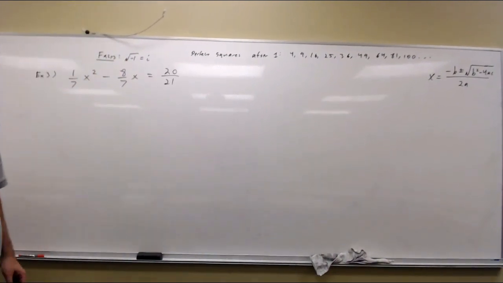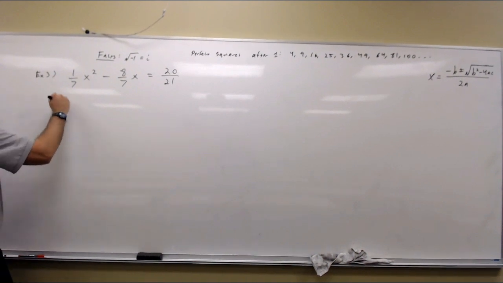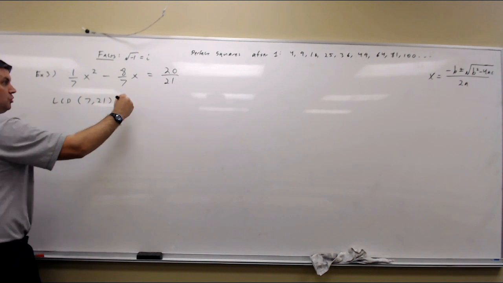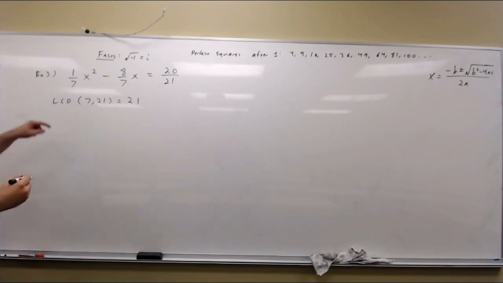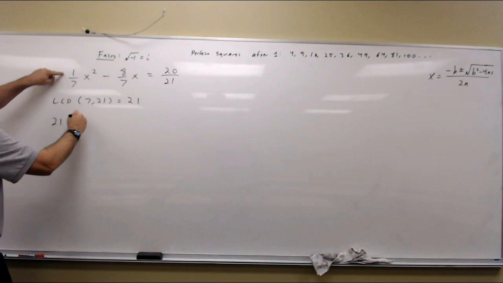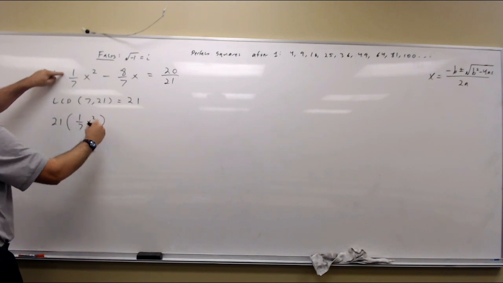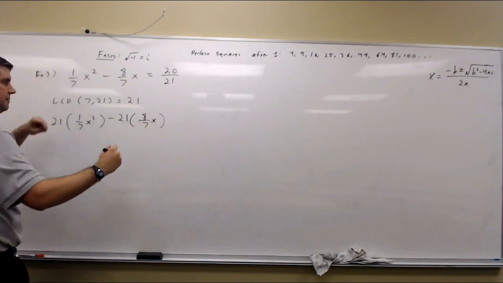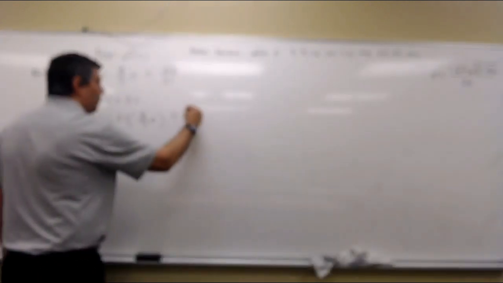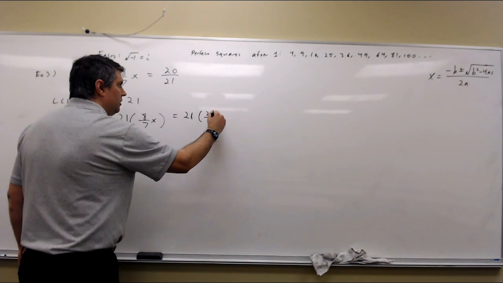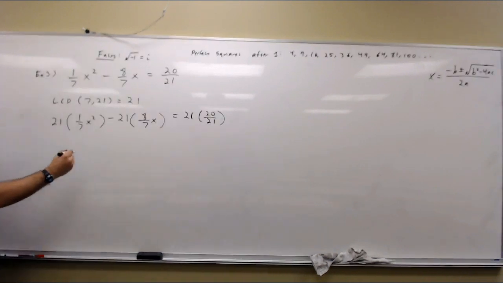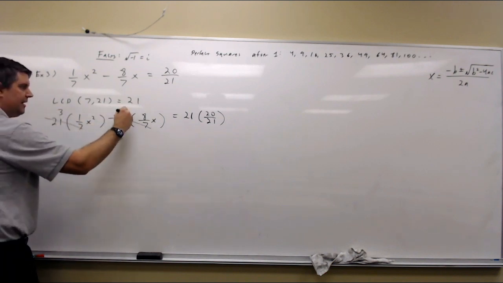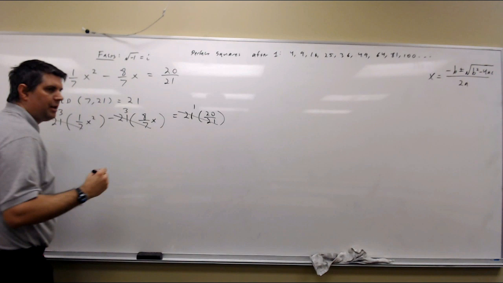All right, here's a third example. The least common denominator between 7 and 21 is 21. So we'll be taking 21 times 1/7 x squared minus 21 times 8/7 x equals 21 times 20/21. Cancel. 21 divided by 7 is 3. 21 divided by 7 is 3. And 21 divided by 21 is 1, leaving 20.